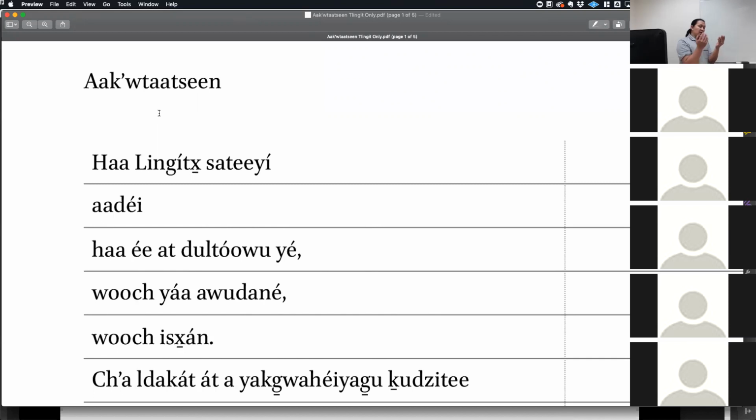So the first part is what we call transcription, and that means when someone says "ha Tlingit," we are able to write that down. There are 3 words there, and we'll get to the point where we'll be able to say, oh yeah, I know that word, I know that word. And then the translation is where you write what that means in English.